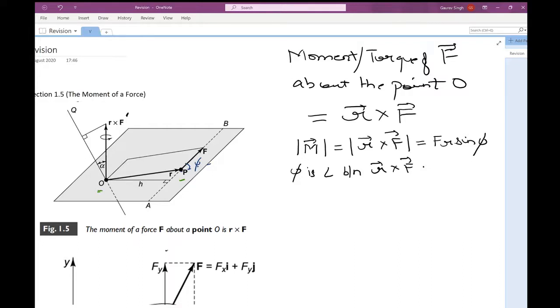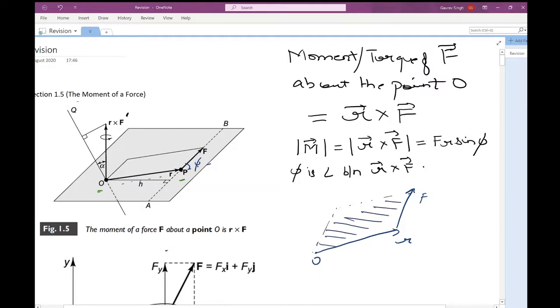Note that the magnitude of the moment is therefore the area of the parallelogram having R and F as its sides. So if you have a parallelogram from O, then you have R, you have F, and to draw this as a parallelogram, the magnitude actually shows this particular area, the shaded area. That's how you can geometrically understand what this is.